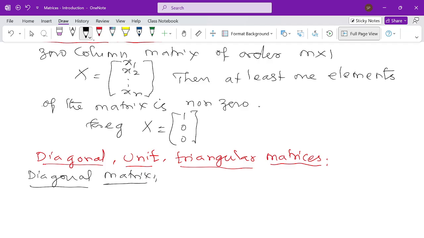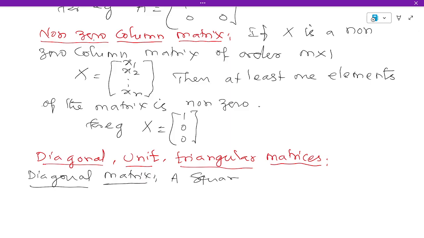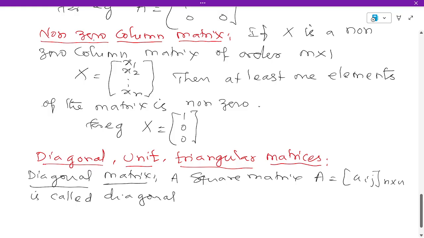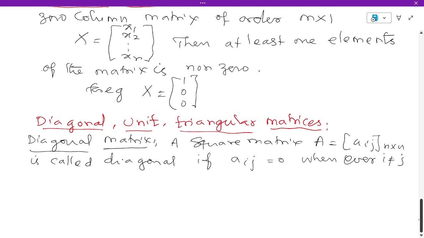So diagonal matrix means, in a square matrix A equal to Aij of order n by n is called diagonal if Aij equal to 0 whenever i is not equal to j. See, i equal to j means diagonal elements.